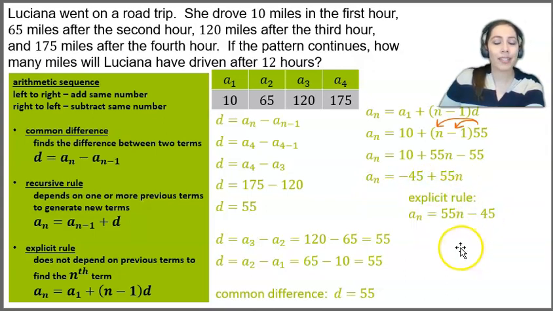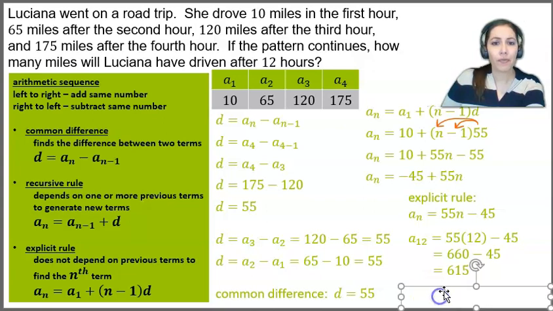Now you can also write the explicit rule, you can switch the terms around. A sub n equals 55n minus 45. They're the same thing. Once you have the explicit rule, you're going to plug in whatever a sub you're looking for. We're looking for a sub 12. So I'm going to plug in 12 for n. So that's 55 times 12 minus 45. So that's 660 minus 45, which is 615. So after 12 hours, Luciana would have driven 615 miles.